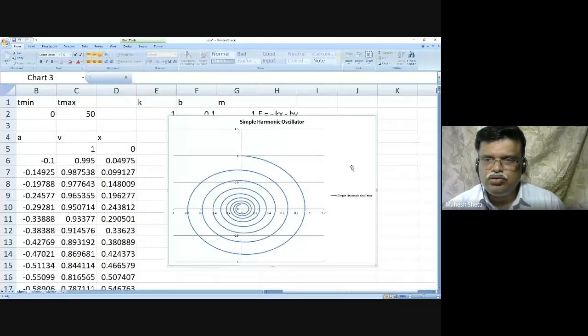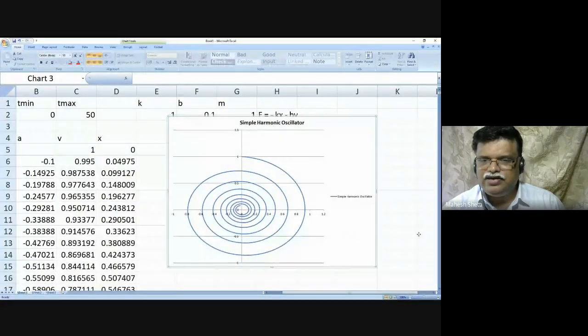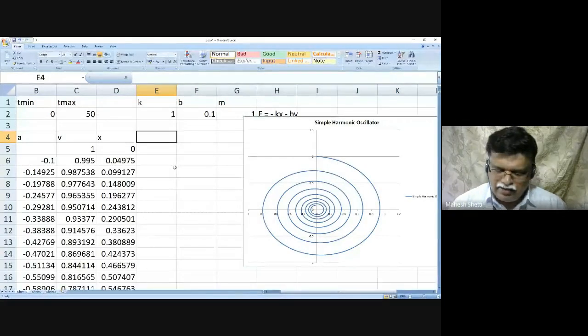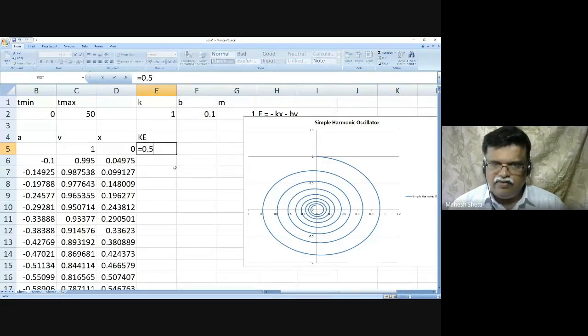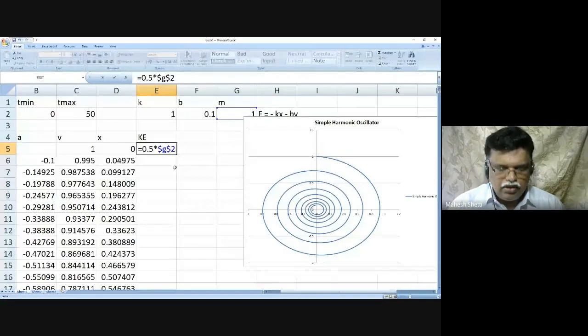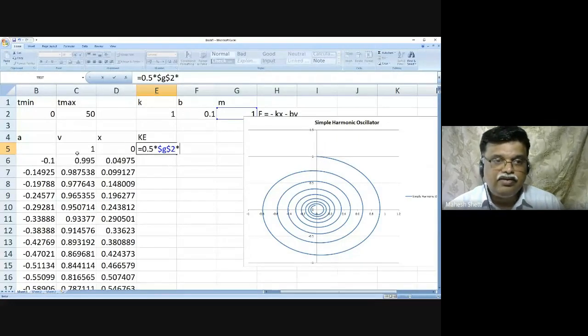And we can also calculate the energy terms here. For example, I can calculate kinetic energy, potential energy, and total energy terms. So one may calculate the kinetic energy terms. This is going to be, say, 0.5 into, we are taking mass as 1, but suppose I want to write that $G$2 multiplied by velocity square.